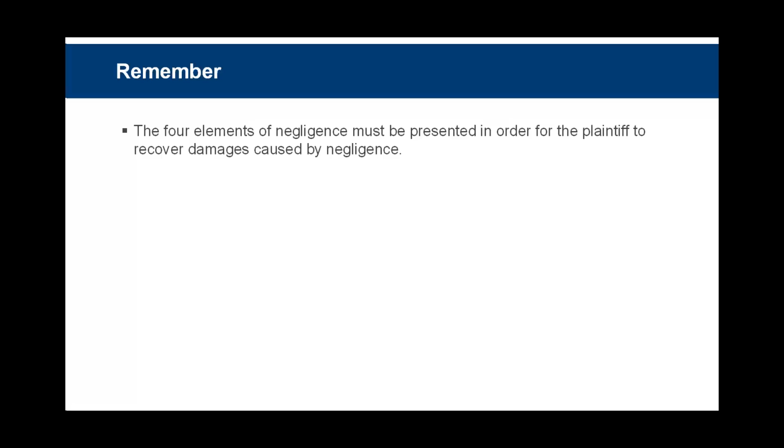In our discussions, we explored how each element plays a vital role in determining liability. Without establishing all four elements, a plaintiff cannot successfully claim damages for negligence. This framework ensures that only those cases with clear evidence of wrongdoing and resultant harm are upheld in court, thereby maintaining fairness and accountability within the legal system.